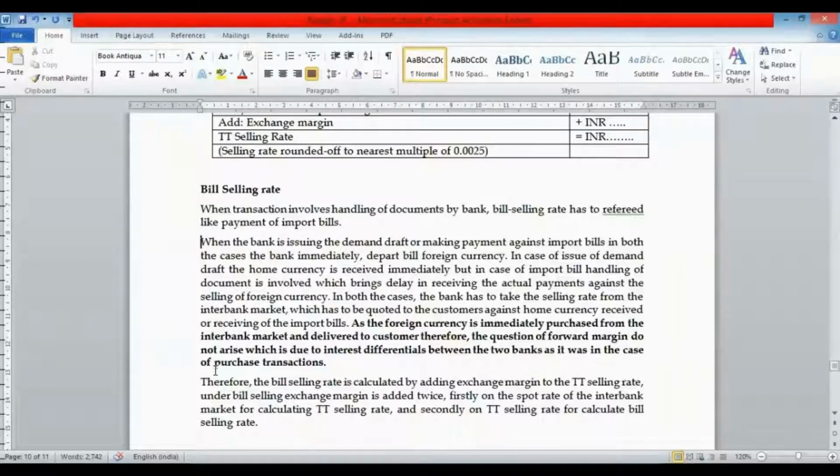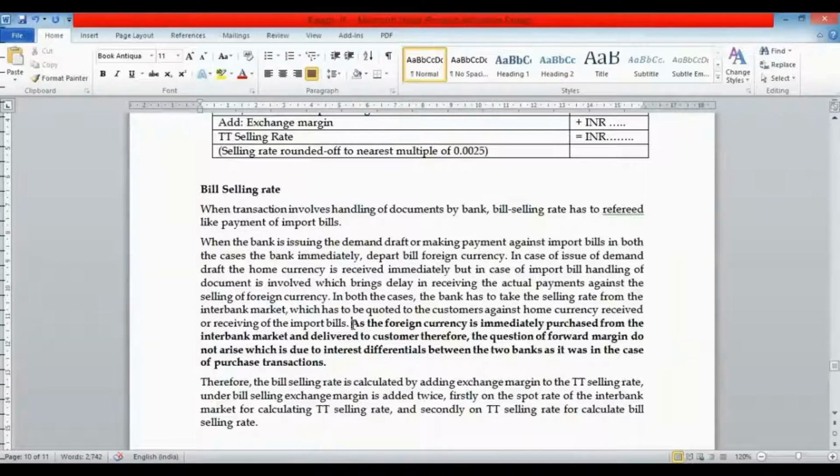And from that customer, the bank is going to receive the payment in terms of INR. But here, it is not cash. It will be in terms of a document. It may be an import bill. The bank is going to receive the import bill. That means now the bank will have the document and the customer will have the foreign currency. So that is why the concept of forward margin will not be applicable. Always remember, the concept of forward margin will not be applicable in the case of bill selling.